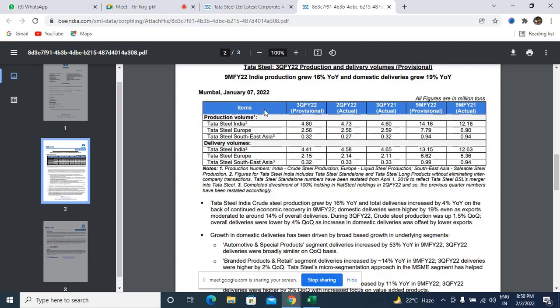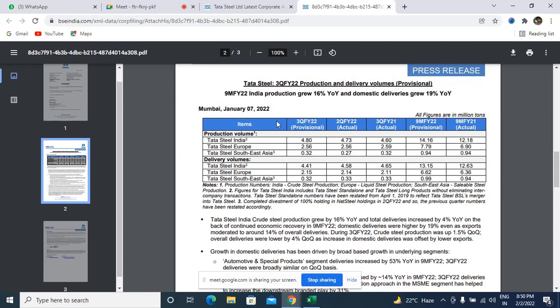For the fourth quarter, when they come up with their press release, they will write 4Q FY22 actual here, and if there is any change, they will change the number. Maybe 4.80 can become 4.81, or 2.556 can become 2.57. Provisional means estimation, not really an estimate. This is the data provided by the company, so it is close to perfection, but the 100% accounting has not been done. The calculation has not been done, but it is close to perfection.